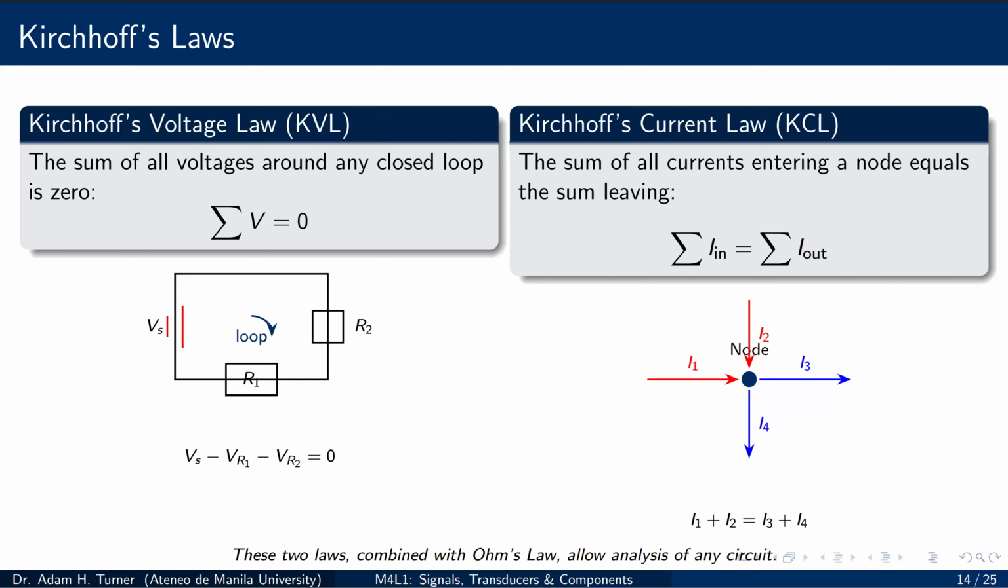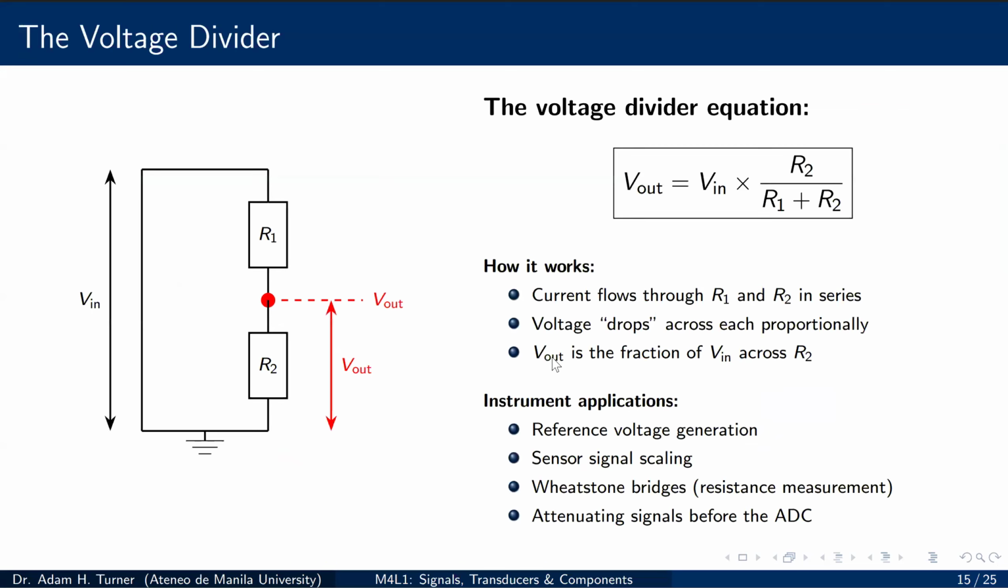Kirchhoff's current law, the KCL, on the right-hand side, says that the total current entering a node must equal the current exiting the node. Current is conserved. It doesn't pile up or disappear at a junction. On the right, I1 plus I2 equals I3 plus I4. These laws might seem a little bit abstract at the minute, but they're the reason your instruments work reliably. Every circuit designer uses KVL and KCL to ensure signals are processed correctly.